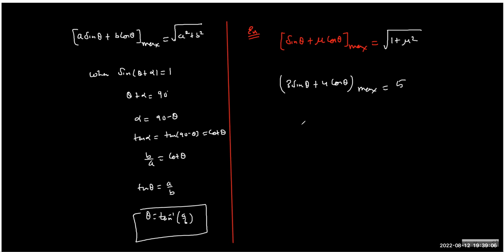Now, don't worry if the sign is negative. If I ask you the maximum value of A sin theta minus B cos theta, it will be the same. So what can you say here? Root of A square plus B square. Very good. If you can remember, it's really good. If you don't remember, don't worry.